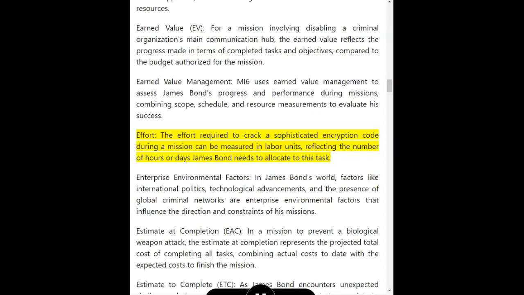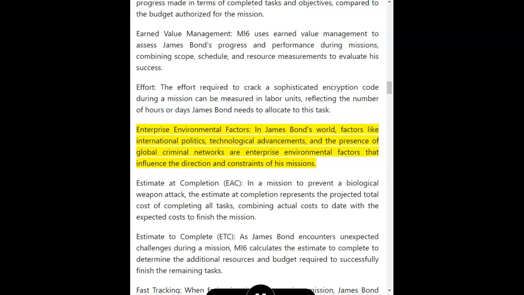Effort. The effort required to crack a sophisticated encryption code during a mission can be measured in labor units, reflecting the number of hours or days James Bond needs to allocate to this task. Enterprise environmental factors. In James Bond's world, factors like international politics, technological advancements, and the presence of global criminal networks are enterprise environmental factors that influence the direction and constraints of his missions.